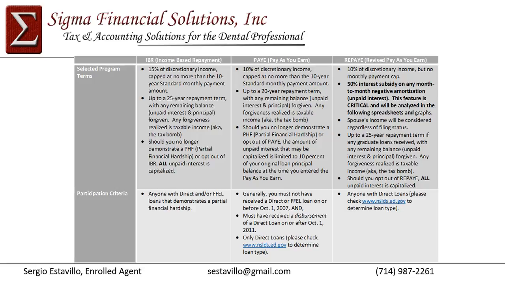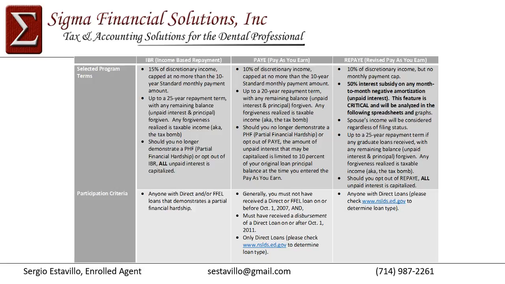15% of discretionary income, and discretionary income is essentially your adjusted gross income minus the poverty income level for your family size and state of residence. The state of residence is only affected if you live in Hawaii or Alaska. The poverty income level for those two states is higher than the 48 contiguous states. But again, it's 15% of discretionary income, which is defined as adjusted gross income minus the poverty income level.